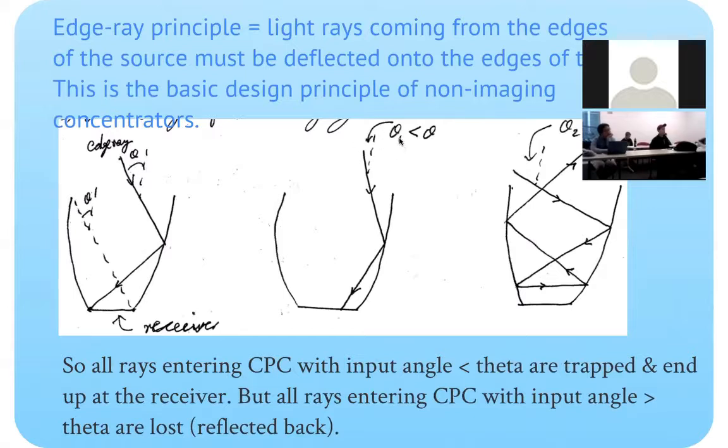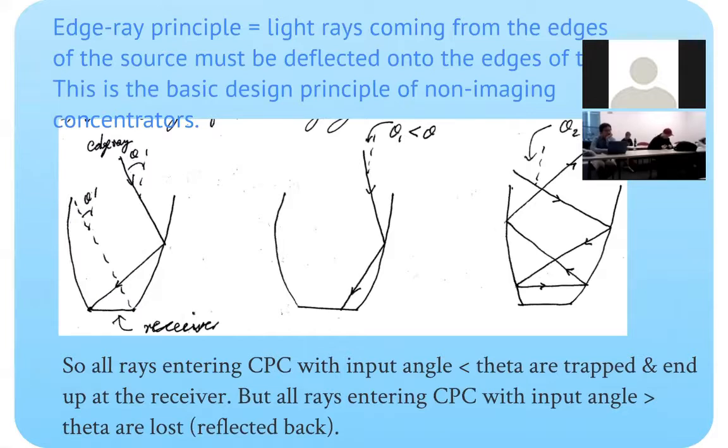What if theta 1, we come in at a smaller angle? This is a ray which is shallower than the edge ray, or theta 1 is less than theta. You can see it reflects off this surface and ends up somewhere here, in between the two edges of the receiver. So you have actually collected it, which is good. What happens if theta 2 is greater than theta, which means it's outside the acceptance angle of the CPC? It comes this way, reflects off the surface, reflects off the surface, reflects off the surface, and escapes the system.